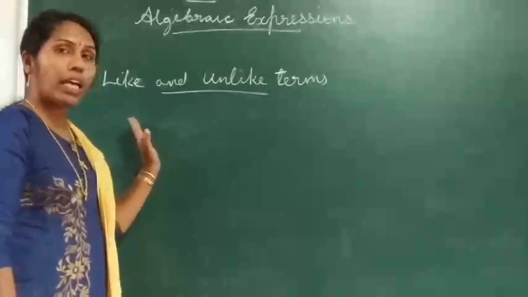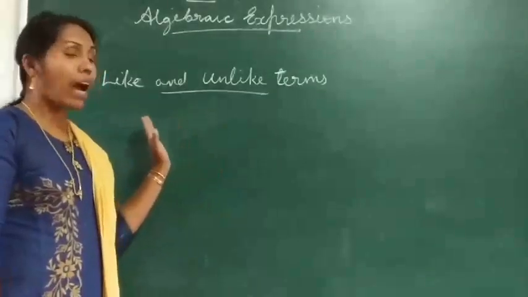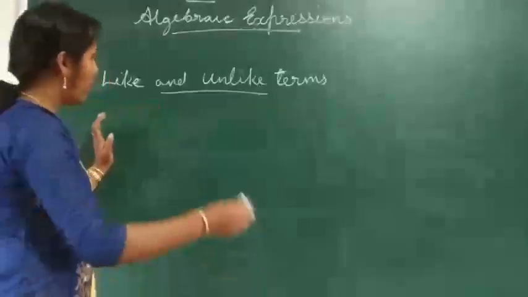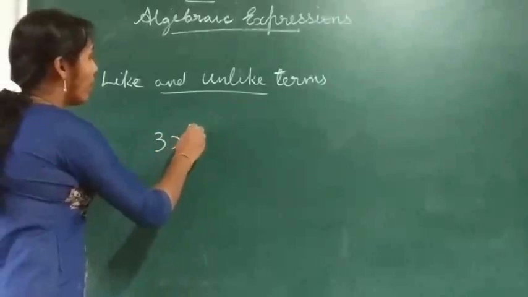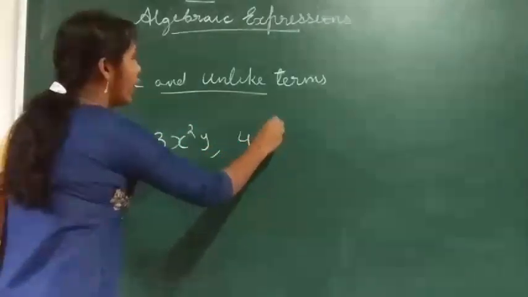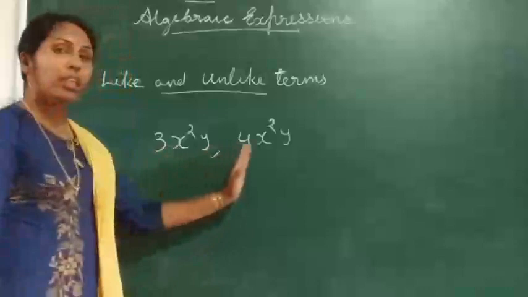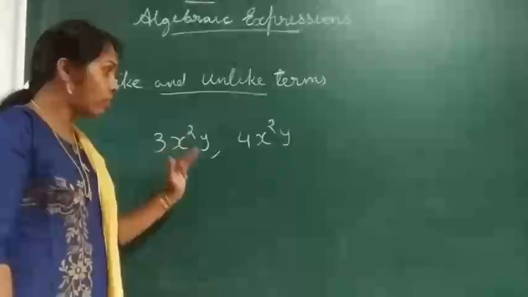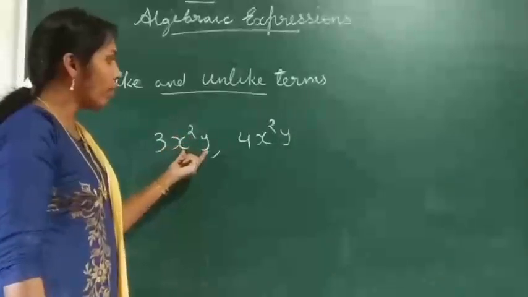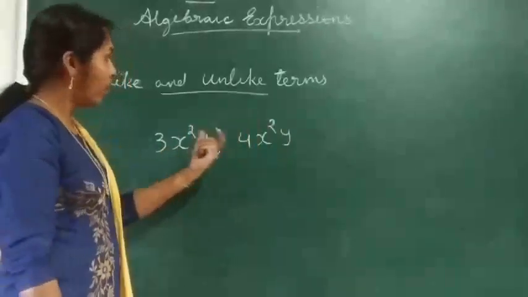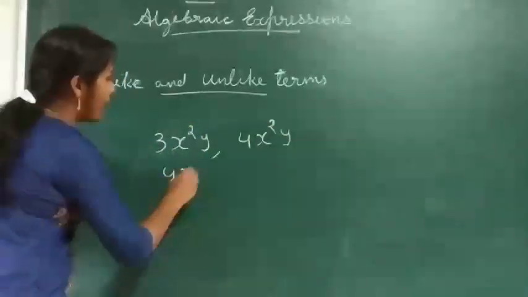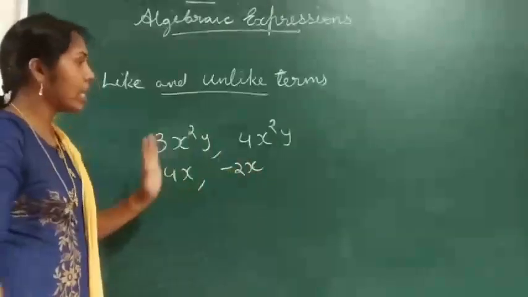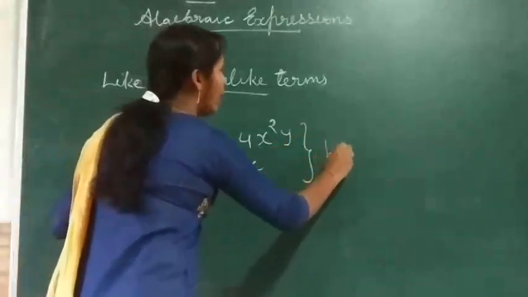Now let us see what are like and unlike terms. The terms having same variable factors are known as like terms. For example, 3x square y and 4x square y. These two terms have same variable factors x square y with the same power for each variable. That is also very important. X square y and x square y, they are like terms. Similarly, we have 4x and minus 2x. These all are like terms because they contain same variable factors. So they are like terms.